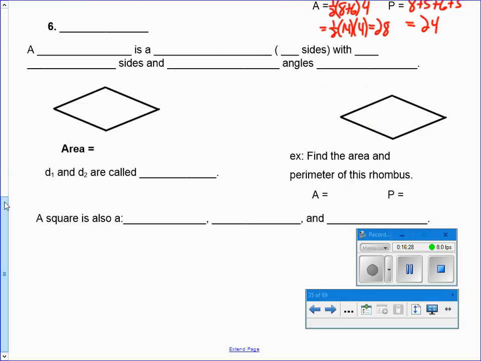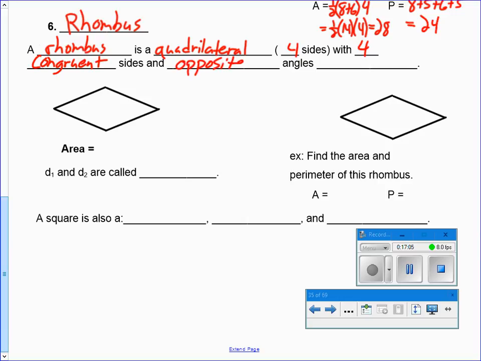Alright, this is the last one, last piece for the notes. Last polygon we're going to cover, this one's called a rhombus. So rhombus is another quadrilateral. So all the ones we've done have been quadrilaterals except the triangle. What makes a rhombus is that it has 4 congruent sides. And opposite angles are congruent.